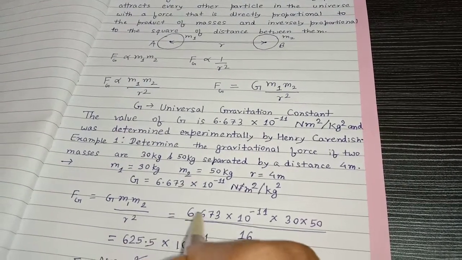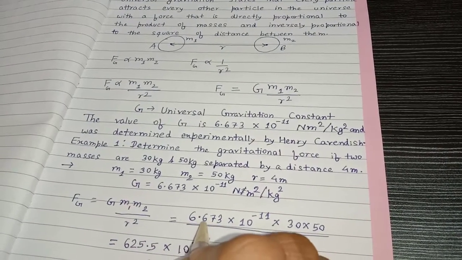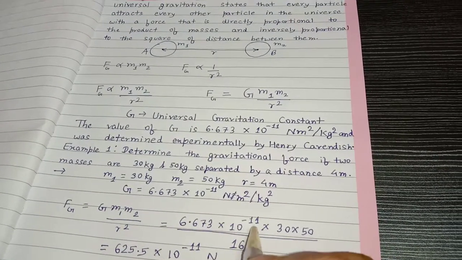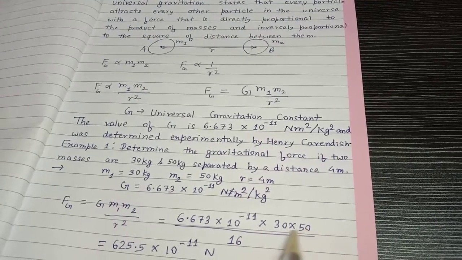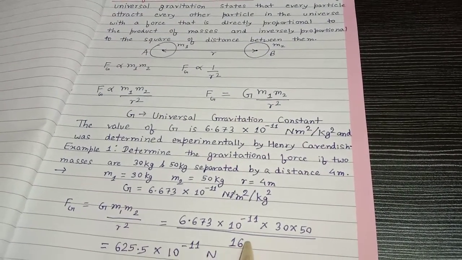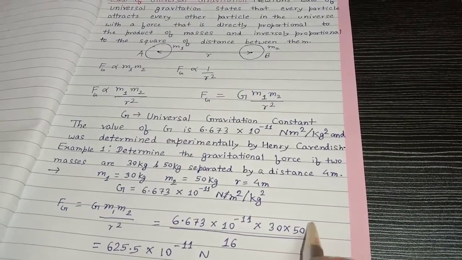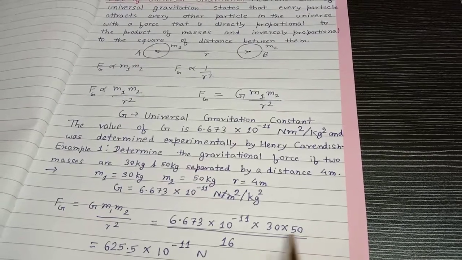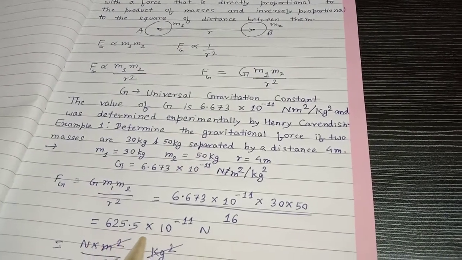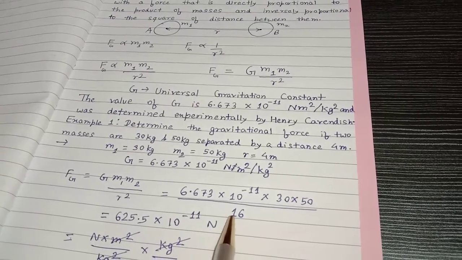Now, putting in the values of G m1 m2 by r square, we get 6.673 into 10 to the power minus 11 into 30 into 50 by r square, that means 4 square, that is 16. Now if you solve the equation mathematically using a calculator, you will get the value 625.5 into 10 to the power minus 11 Newton. Okay, now this is the final answer.